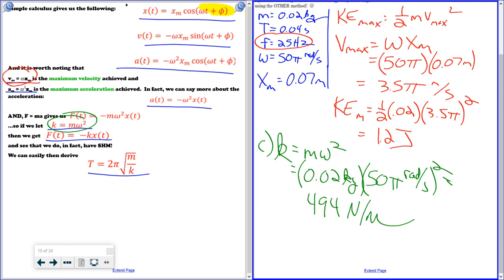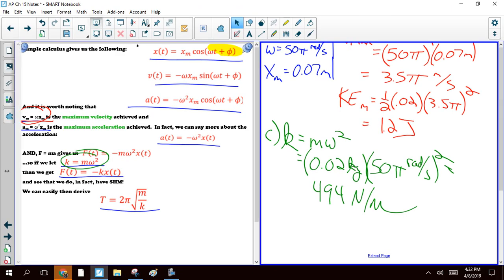All right, question D. Find the velocity when you're at a position of 4 centimeters. Ugh. All right, well, let's see. I guess I gotta exit dual page here, unfortunately.